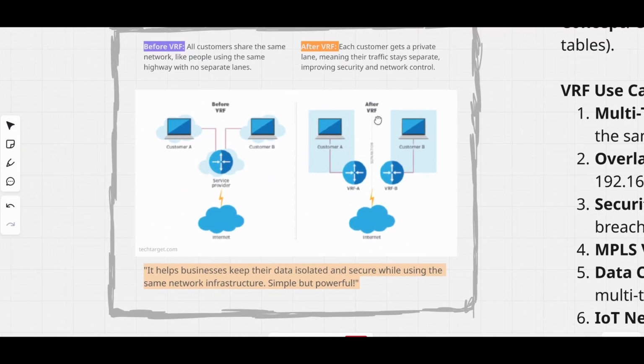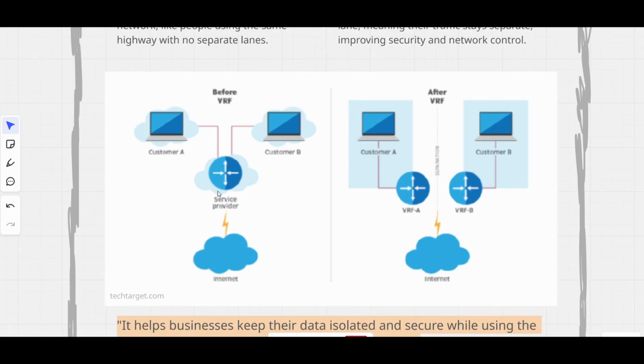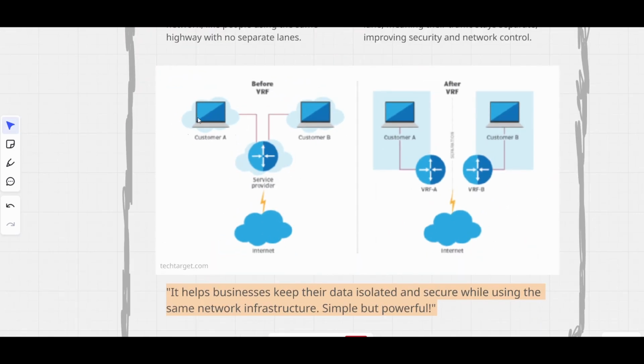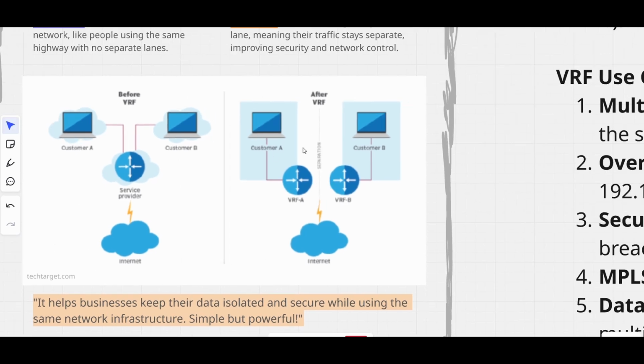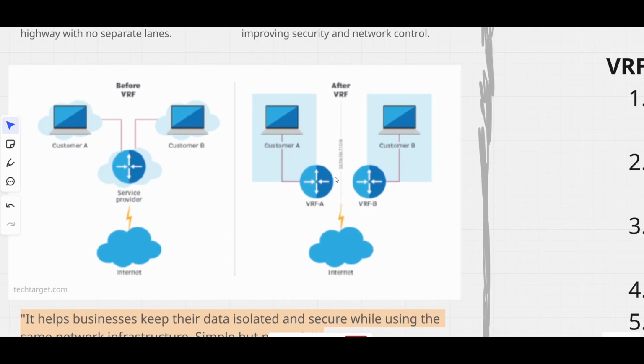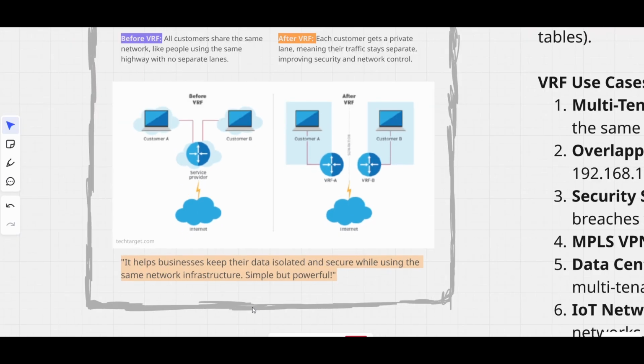Look at this image here. Here is the image before VRF and that image after VRF. Like you see here, before VRF, there are customers A and B. That is two customers to one service provider and directly to the internet. But VRF makes each VRF separate from the other, and after that they connect directly to the internet.